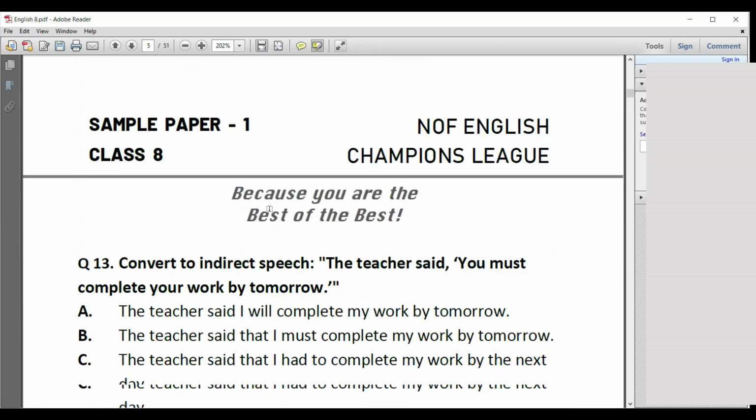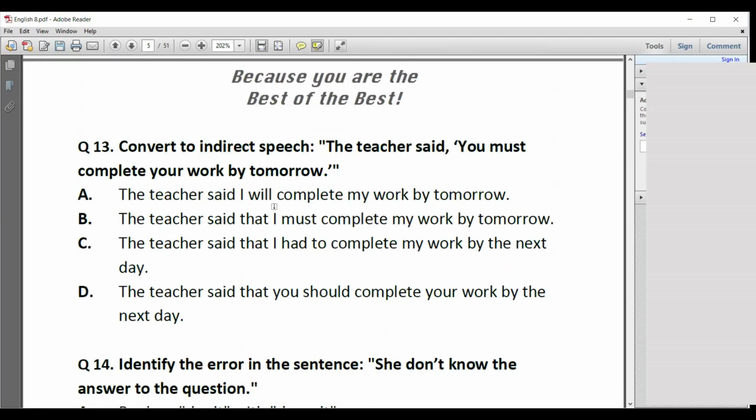Question 13. Convert to indirect speech. The teacher said, "You must complete your work by tomorrow." A. The teacher said, I will complete my work by tomorrow. B. The teacher said that I must complete my work by tomorrow. C. The teacher said that I had to complete my work by the next day. D. The teacher said that you should complete your work by the next day.